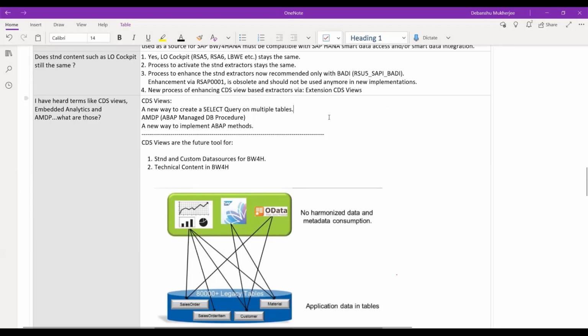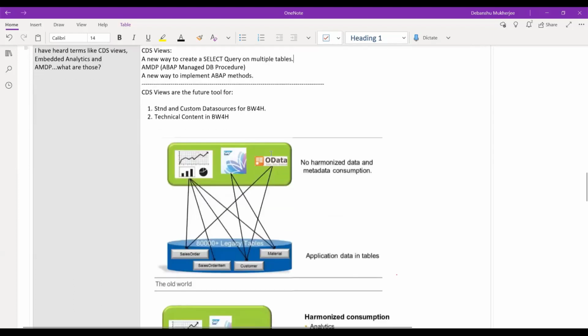What is AMDP? AMDP is nothing but a new way to implement ABAP methods. So if you are familiar with classes and methods in ABAP, every method has a definition and every method has an implementation. So the implementation of the method is done via a database procedure. Okay, so classes and methods concept is still there. There is no change. The change is that the method now you will implement via a new type of code. And that code is nothing but your database procedure code. That's the only thing. That's all AMDP is. So you have to remember the definition so that in simplified terms you should understand these.